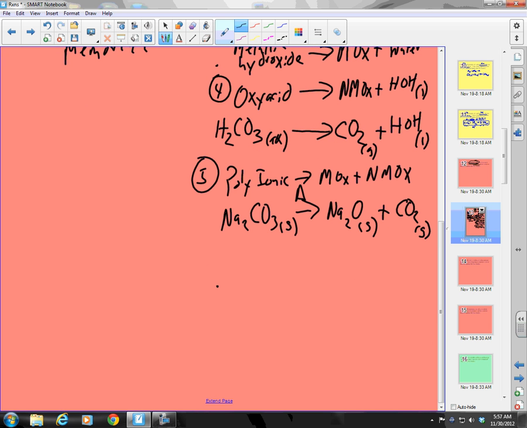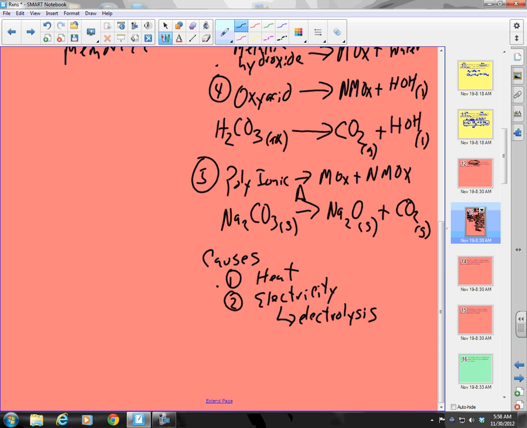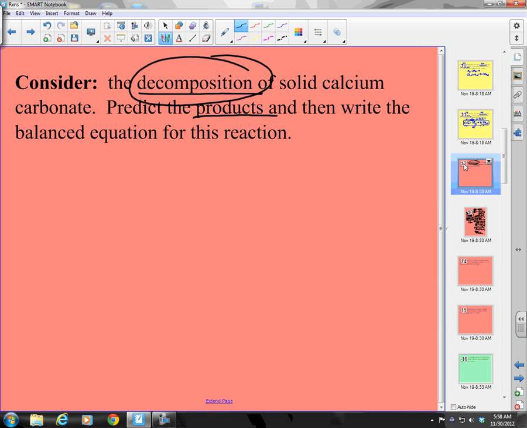Now, what are the typical causes of decomp? Well, one, you figured out, is heat. Heat is often used to force a decomposition. And two, the other one is electricity. And we often refer to this as electrolysis. The electrolysis of water, for instance. Okay? Cool. Now let's see if we can answer our questions.